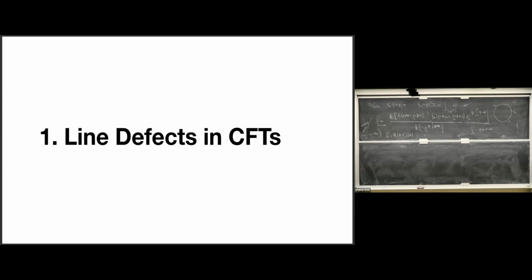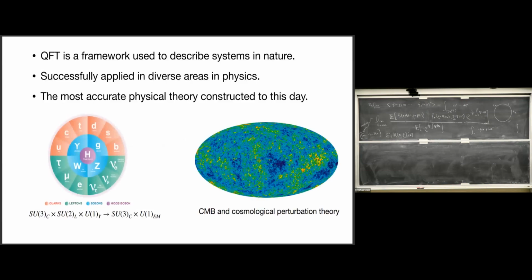Okay, so let me start with a very broad introduction into the subject of line defects in conformal field theories. Now, we all know that quantum field theory is a mathematical framework that is used in order to describe physical systems in nature. It has been successfully applied in many different branches of physics, ranging from high-energy particle physics to low-energy condensed matter physics and cosmology. It is the most accurate physical theory constructed to this day, and it has provided us with dozens of predictions that have been measured experimentally to great success.